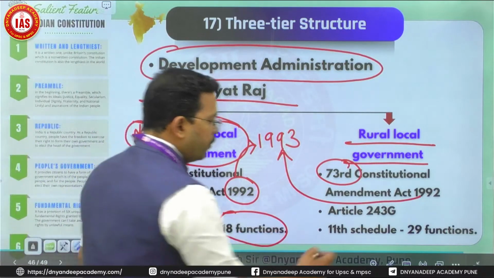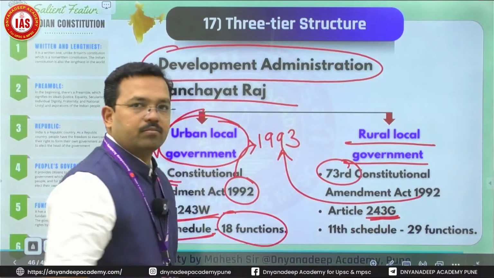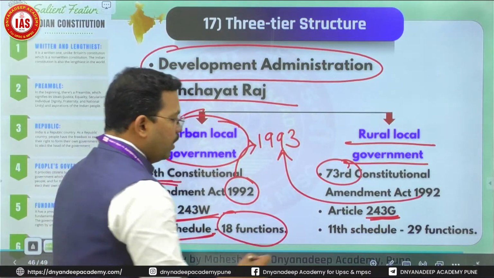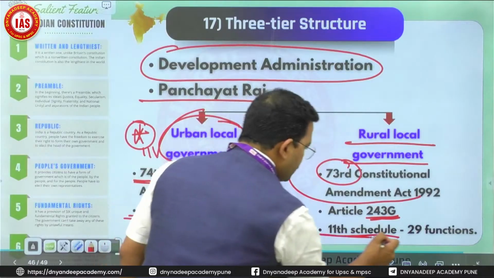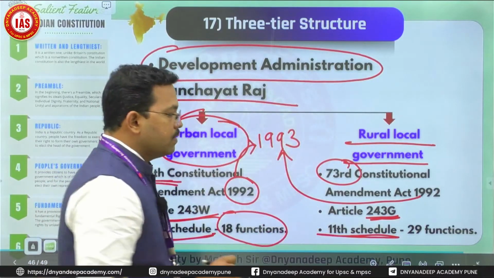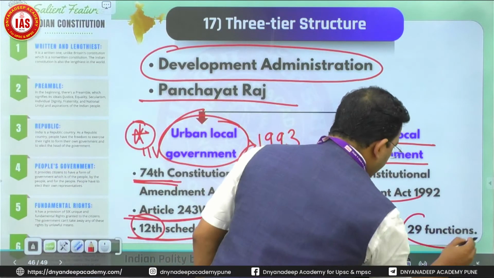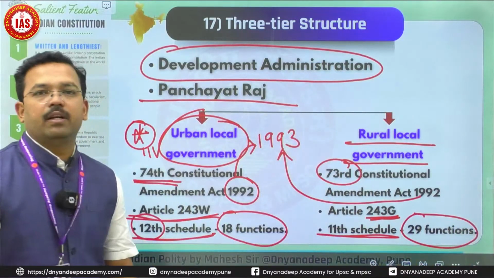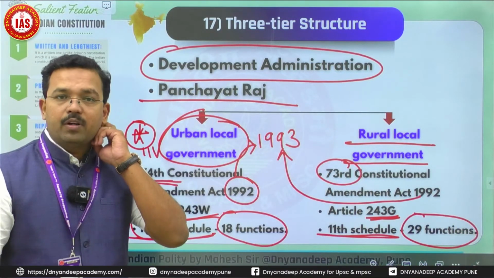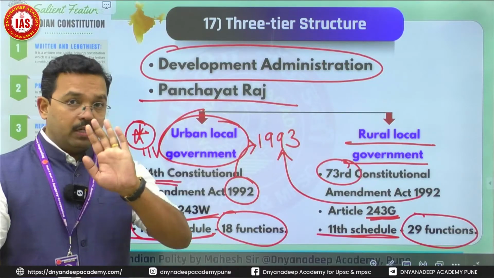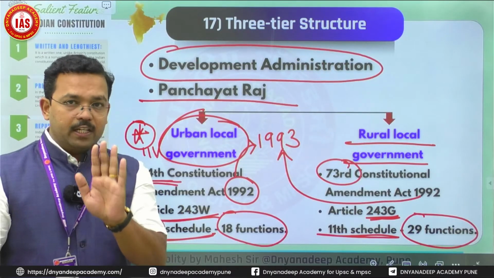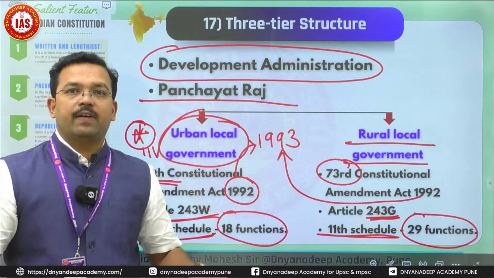Important article 243 capital G. Which is the important schedule? The 11th schedule is the most important schedule. How many important functions are given? Total 29 important functions have been given. So what we are studying, many people read Lakshmikant but they are not aware of these facts.